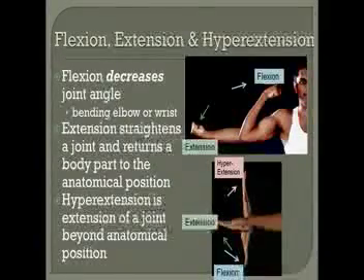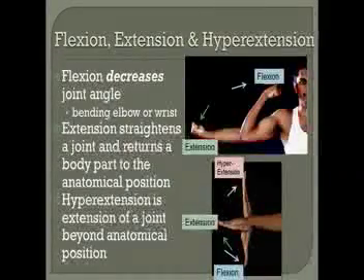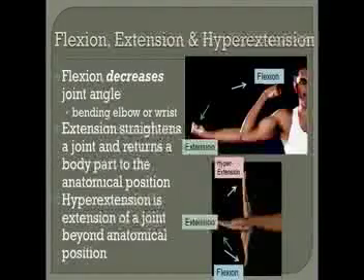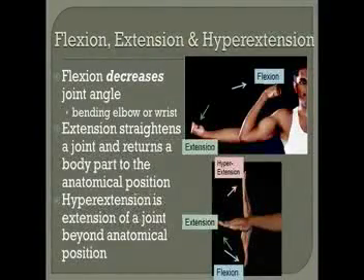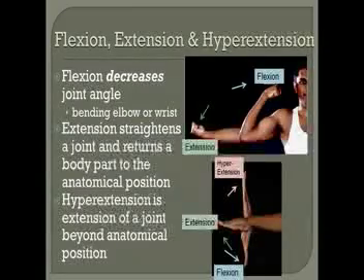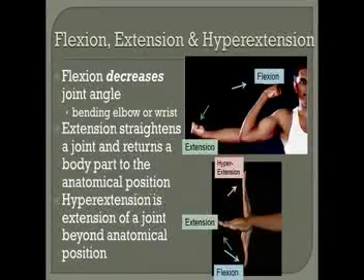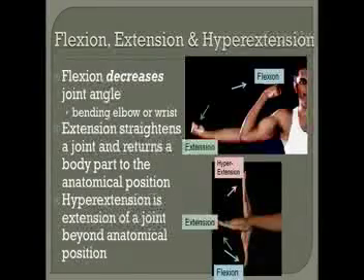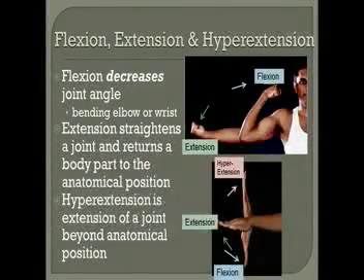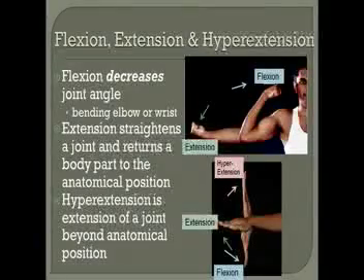Flexion, extension, and hyperextension. These are some of the most common movements that we do on a daily basis. Flexion always decreases joint angle. So bending your elbow, bringing it up towards your head, as in the picture to the right, is flexing your elbow. And then going from that flex position back down to anatomical position is going to be extension. And then hyperextension is the extension of a joint beyond its anatomical position. So anytime you go into the posterior anatomical plane, you're hyperextending, as you can see with the wrist or carpal joint below.